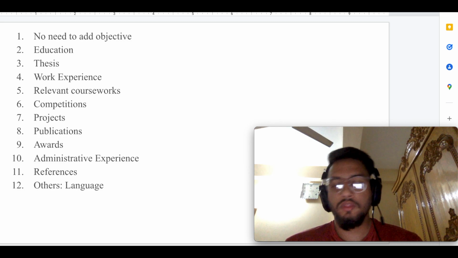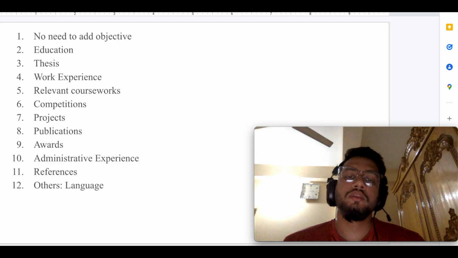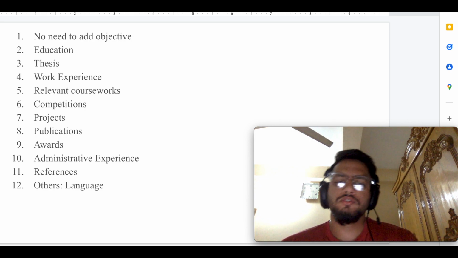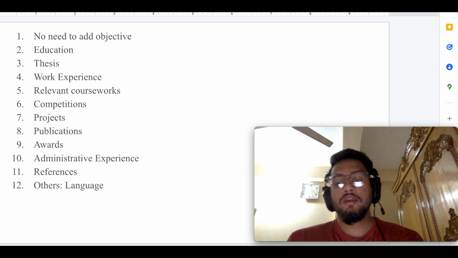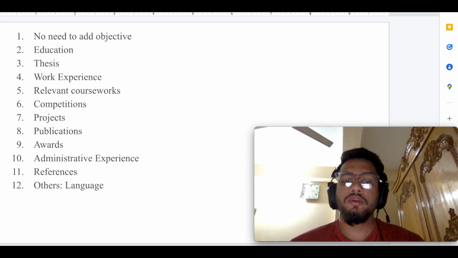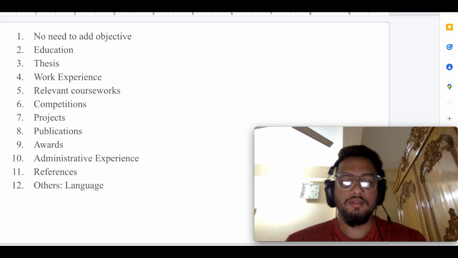And the 10th point is the administrative experience. This also refers to something like co-curricular activities. Like in university life, many students engage with some debating club or some career-oriented clubs. So you can add your administrative experiences, like what is the role in the debate club or the career club, and what things you did for them in a very short way in this section.